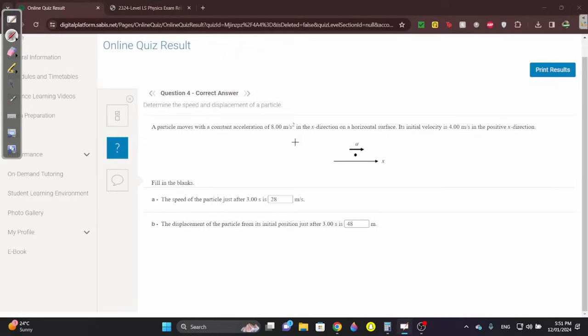This one, question 4. A particle moves with a constant acceleration, so a equals 8.